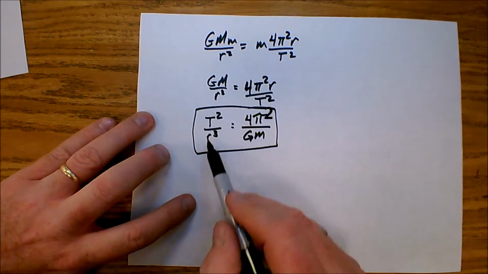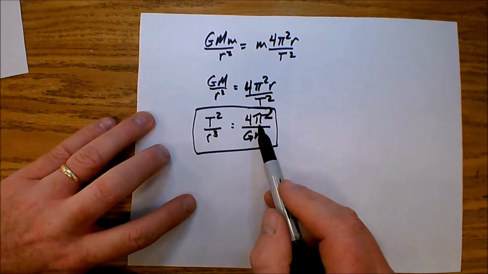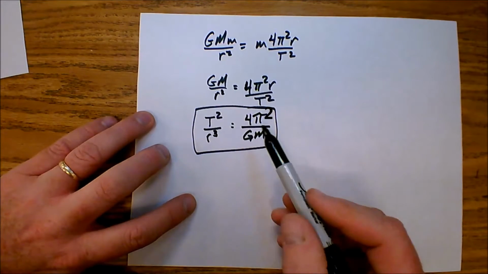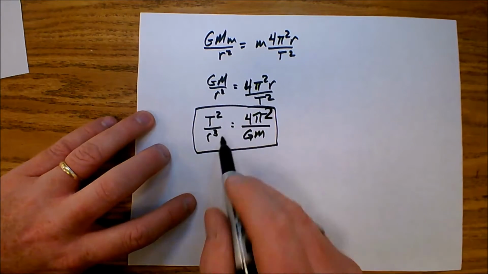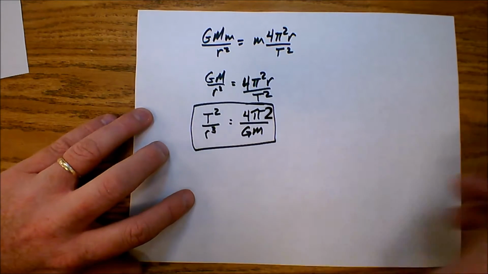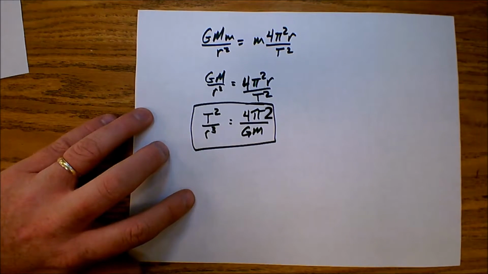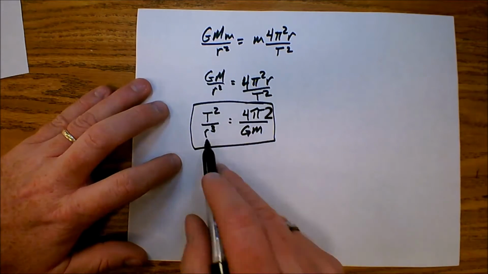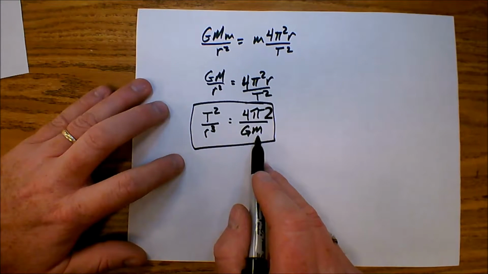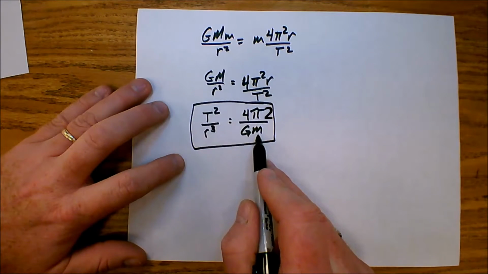So basically what we have is T squared over r cubed is equal to a constant for any objects that orbit the same central body. And this is a statement of Kepler's third law. I can use this result to calculate things like the mass of the sun.